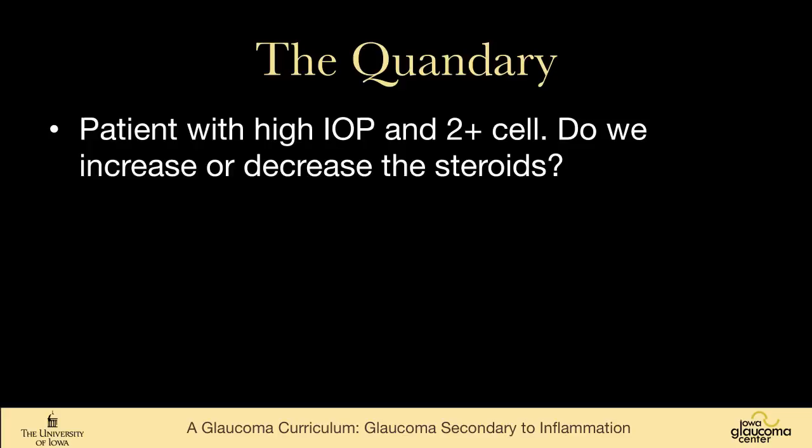The quandary always comes of the patient who has a high pressure and 2+ cell. They're on 4 times a day prednisolone. Do we increase or decrease the corticosteroids? You need to go one way or the other, and I think most of us would feel that it's better to increase the steroids and try to control the inflammation rather than backing off in an eye that's already inflamed.